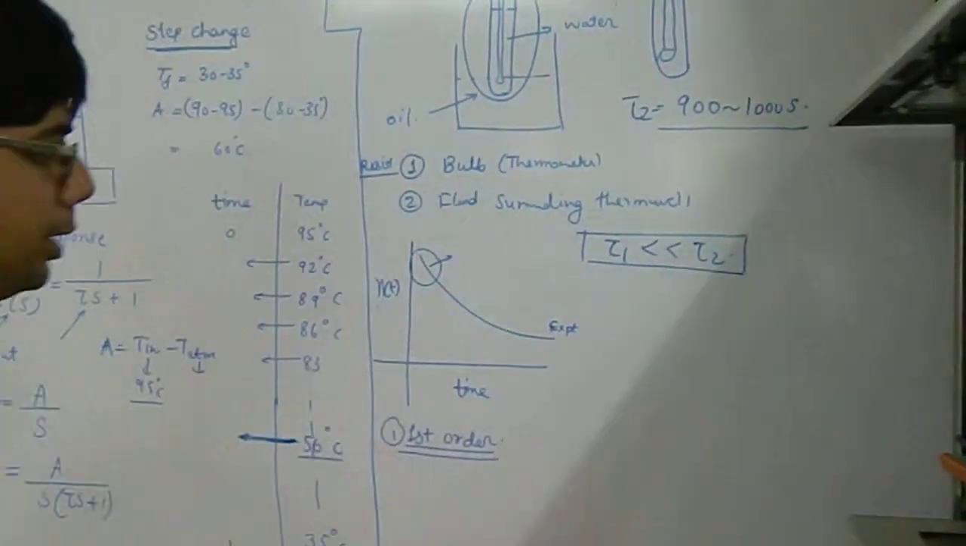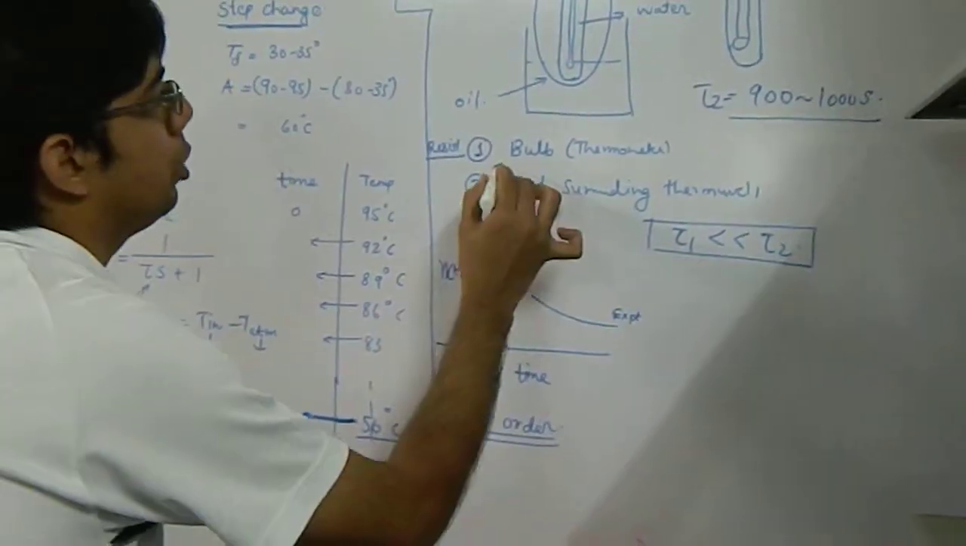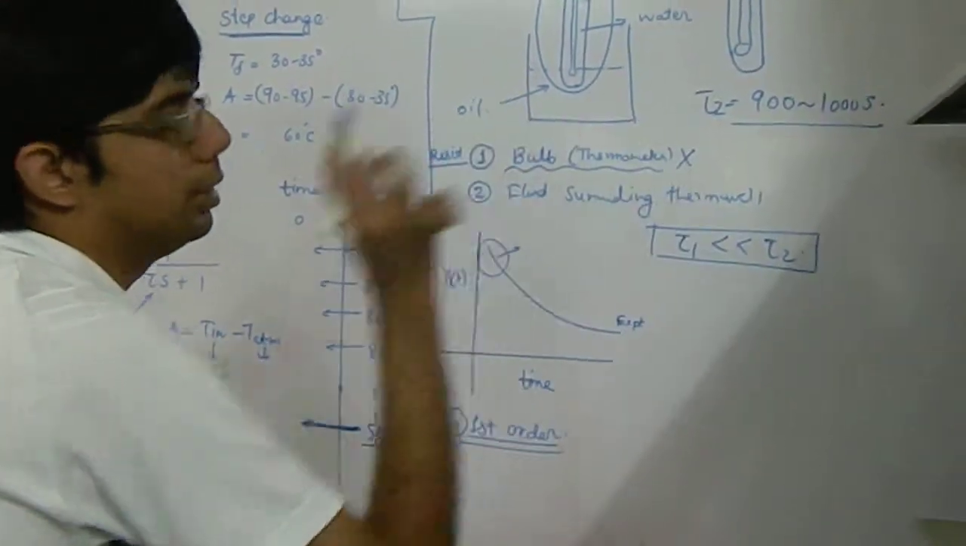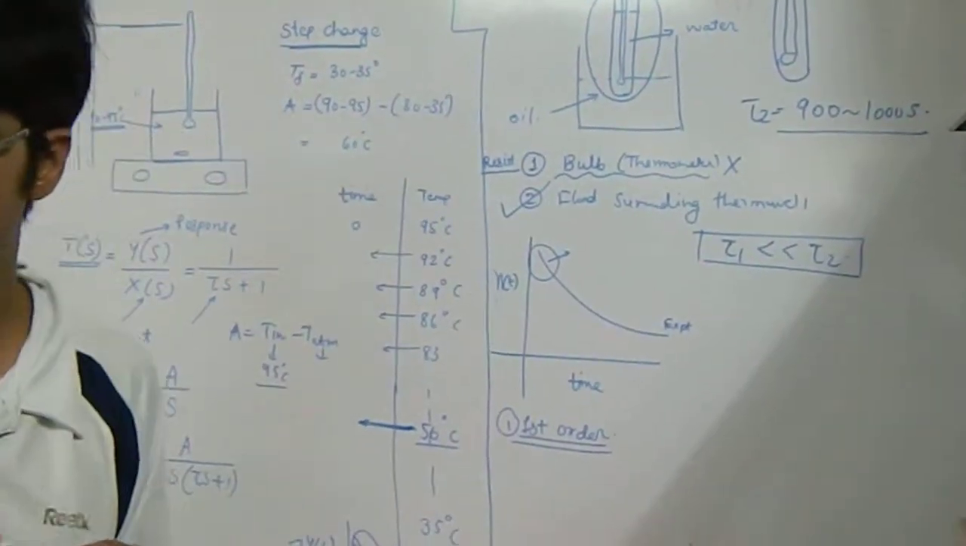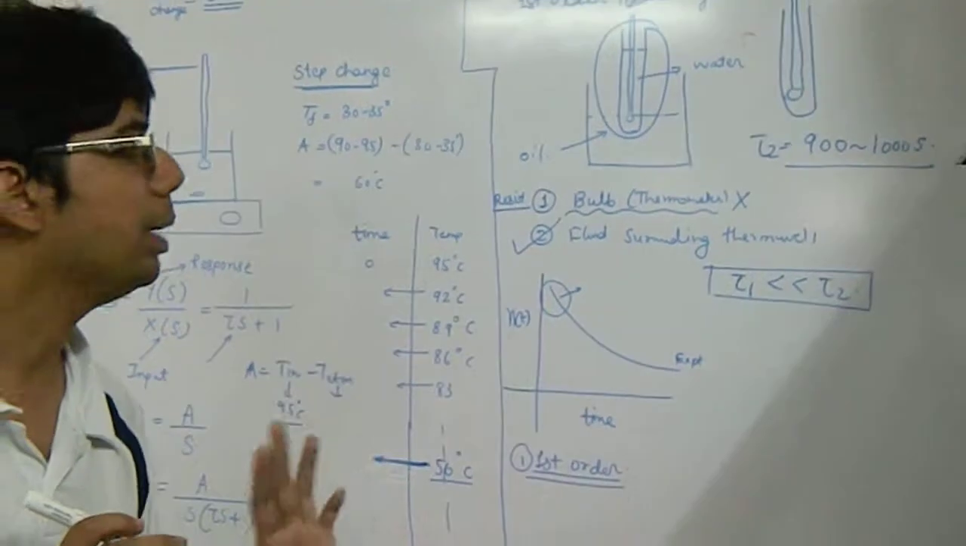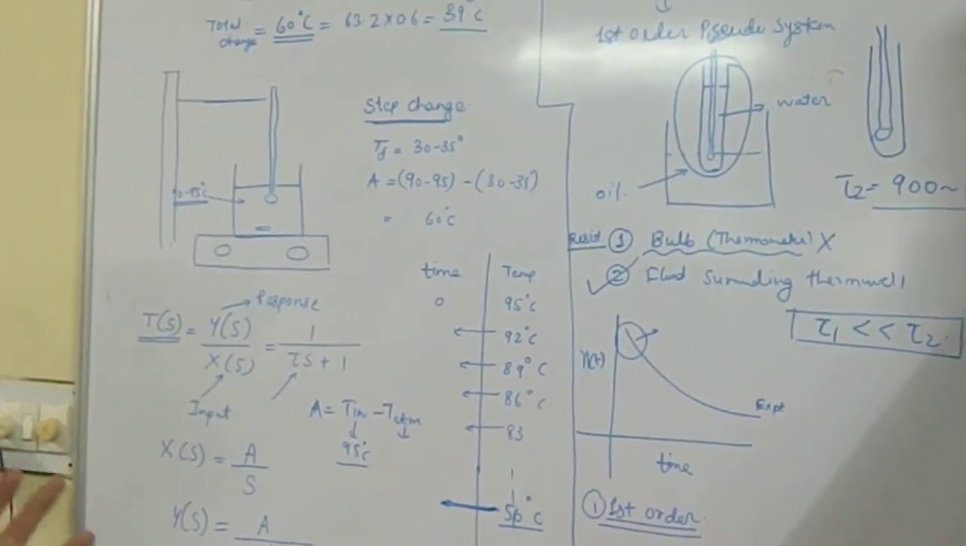So because of this condition, even though there are two resistances, the resistance offered by this bulb becomes negligible. So you have only the resistance offered by the fluid surrounding the thermocouple, and that's why it can be approximated as a pseudo first order system. So this is just what we presume.